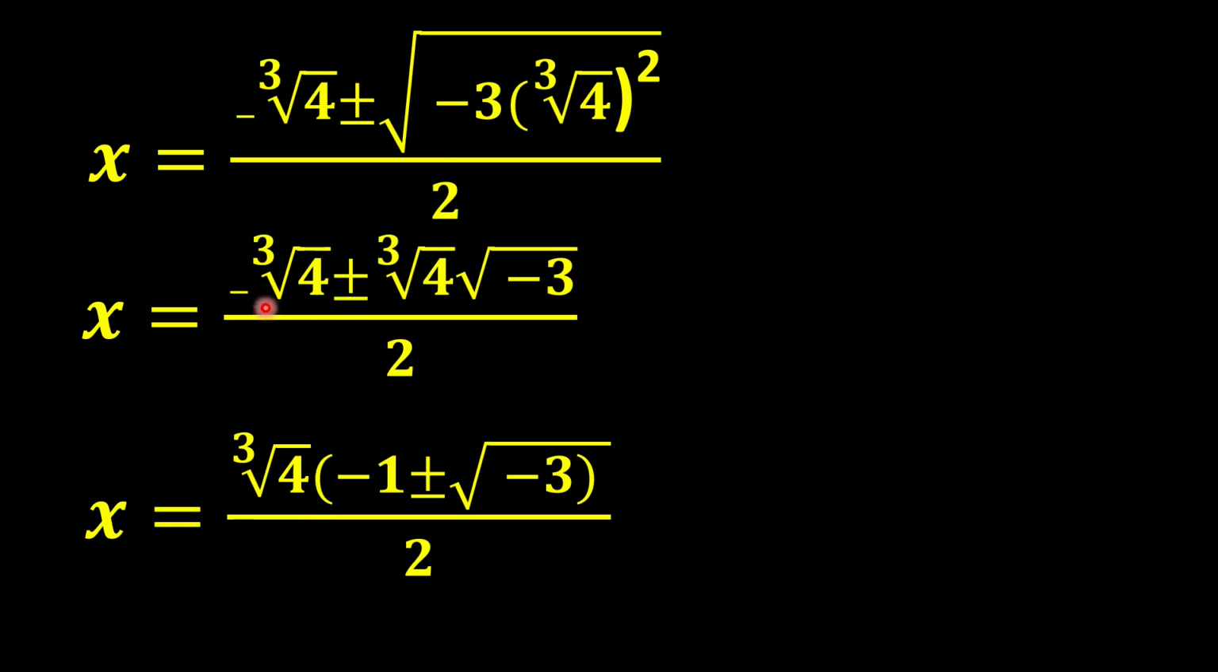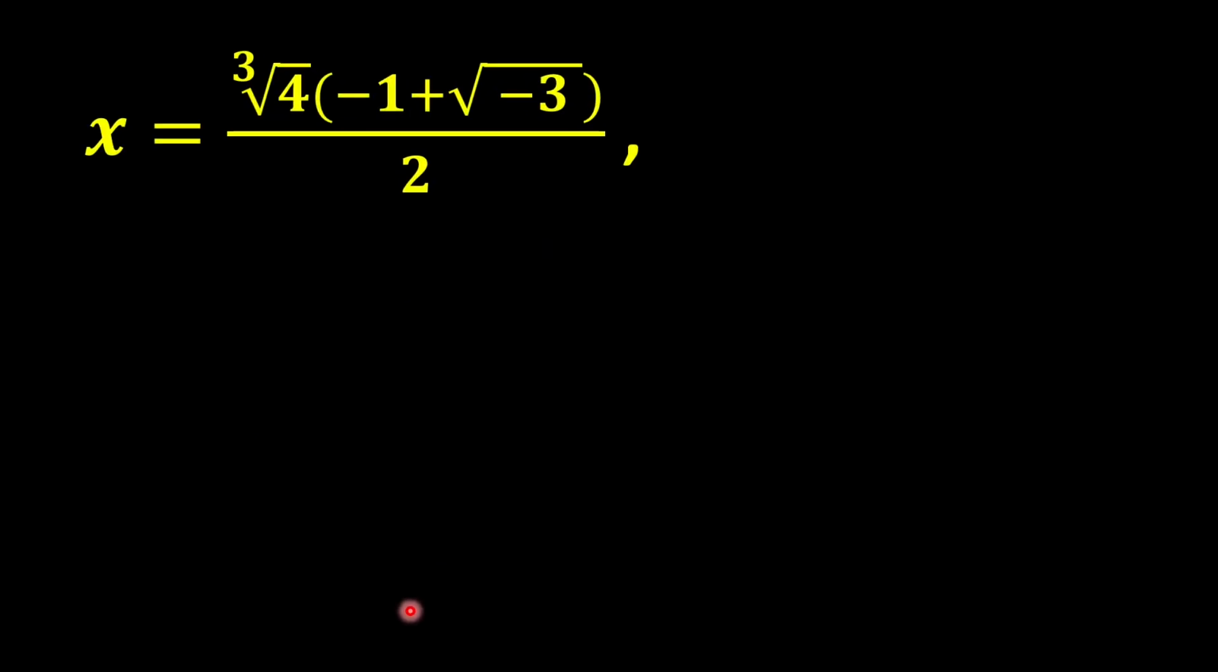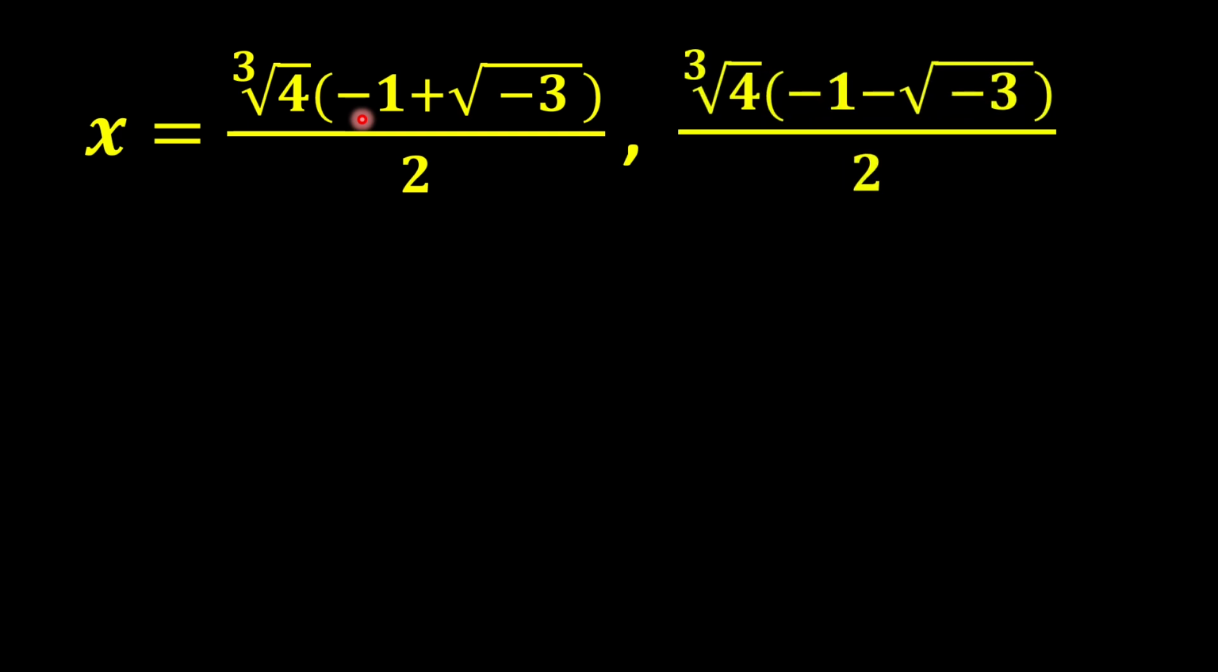And now we will take cube root of 4 as common from here. So after taking cube root of 4 common from here, the remaining term will be minus 1 over here because of this minus, and plus minus under root 3 under root minus 3 divided by 2. And now we will write this plus minus separately. So this is basically the third solution and this is the fourth solution of this x.